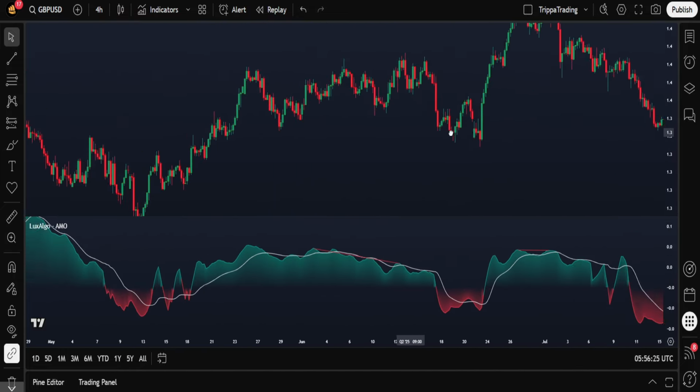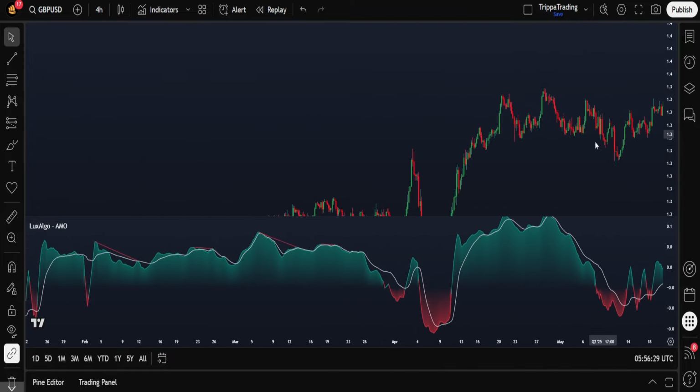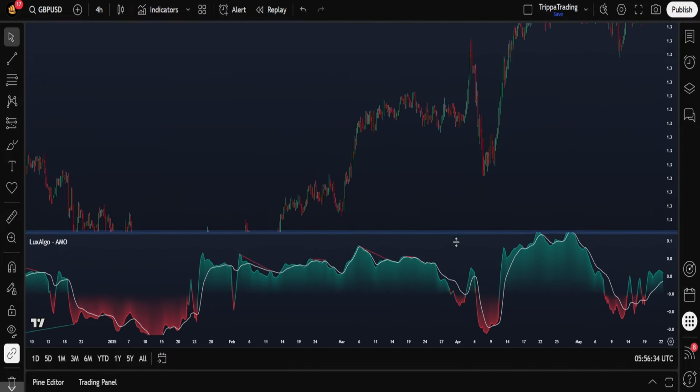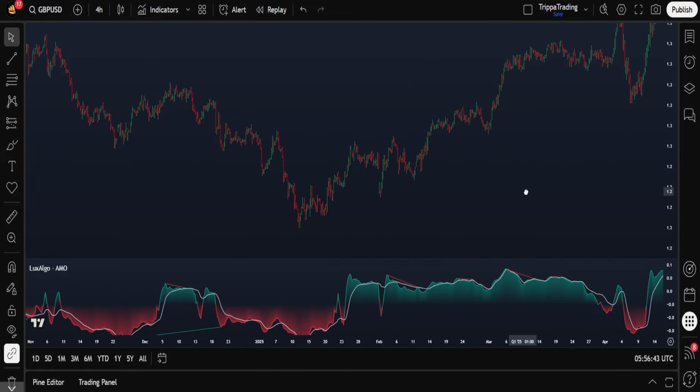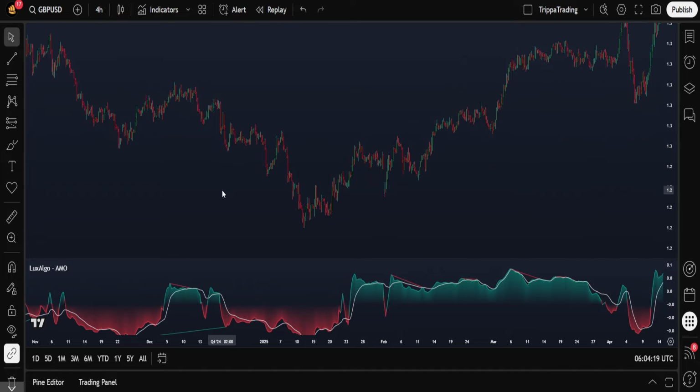Now let's talk about how to actually use it to trade. The simplest way is by using it as a momentum bias filter. When both the histogram and the signal line are above zero and the bars are teal, you only look for buys. When they're below zero and red, you only look for sells. That simple rule keeps you on the right side of momentum and stops you from trading against the trend. But we can make it more precise by combining it with one more free indicator.